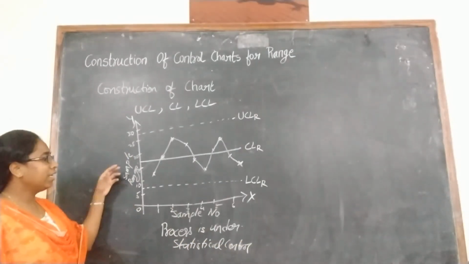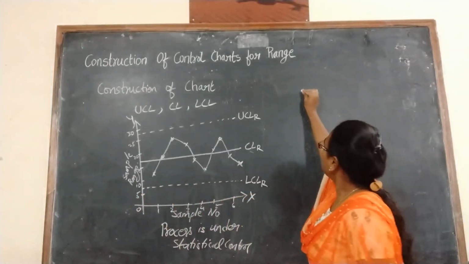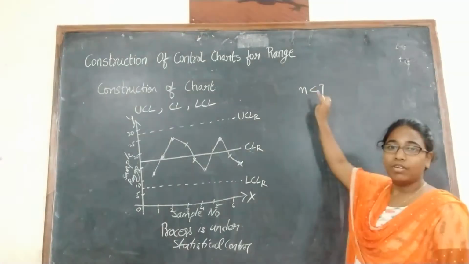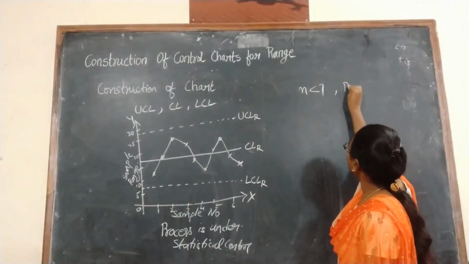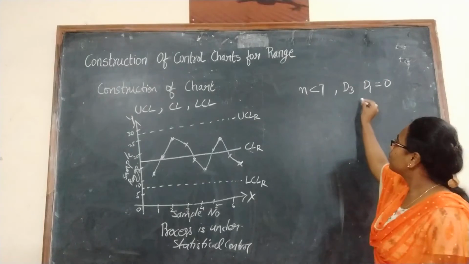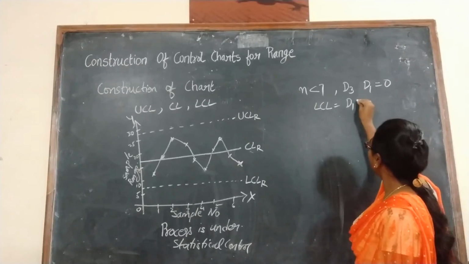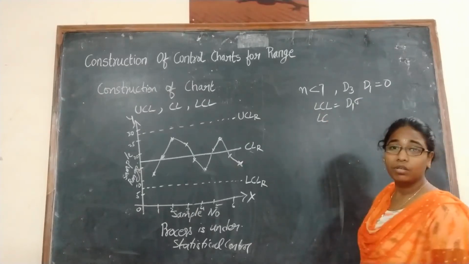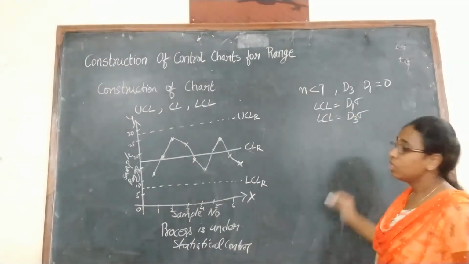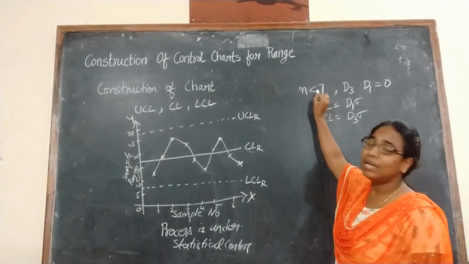So for range chart, there is a possibility of getting another graph, that is, if your n value is less than 7. For the n values less than 7, the values of D3 and D1 will be 0. So that's why the LCL, what is the formula for LCL? For first case you got D1 into sigma. In the second case we got LCL equals to D3 sigma. So this D1 and D3 values will be 0 for the sample value less than 7.